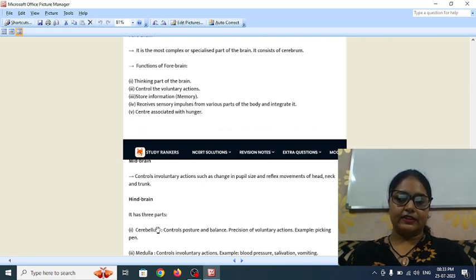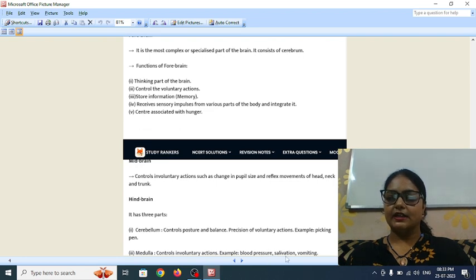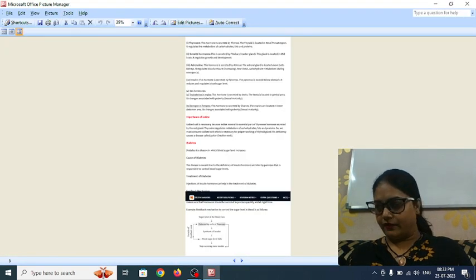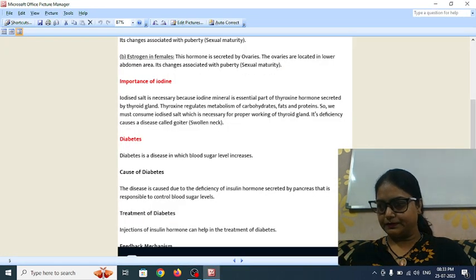Hindbrain has three parts. Now the cerebellum controls the posture and balance, and the precision of voluntary actions, for example picking up a pen. And the medulla controls the involuntary actions, for example blood pressure, salivation and vomiting. Now we will move to the next slide, slide number 5.